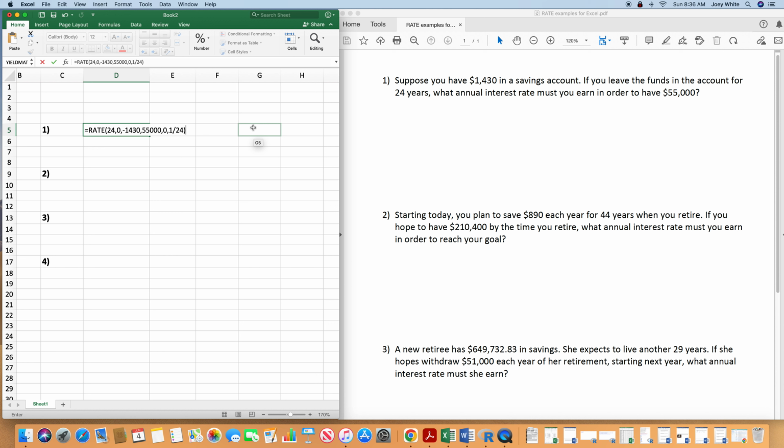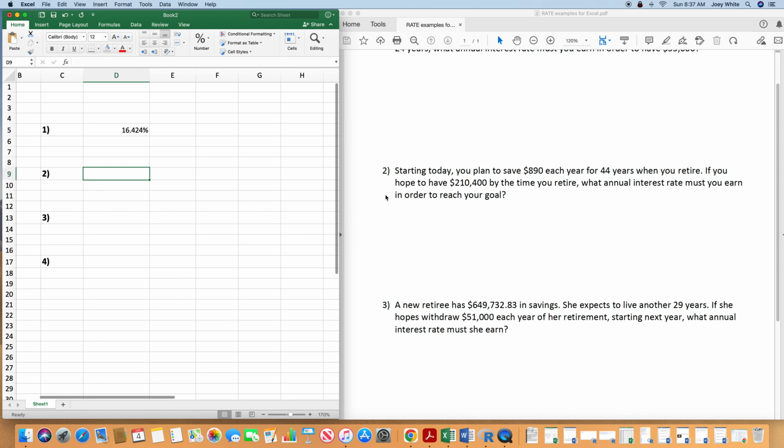All right, so close the parentheses and press enter, and you can see that in order for this $1,430 to turn into $55,000 in 24 years, you're going to need to earn a very high interest rate, 16.424%. That's probably not feasible anytime soon. So you might have to lower your projection or wait longer. Okay. All right, so now let's look at an annuity problem.